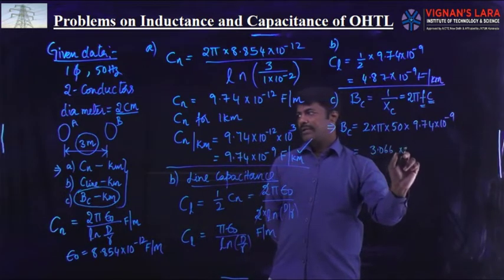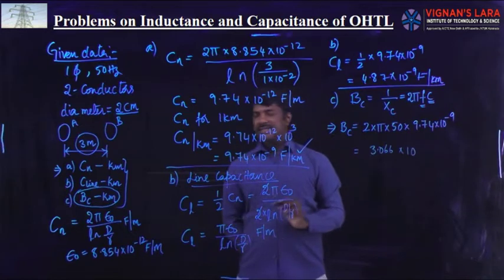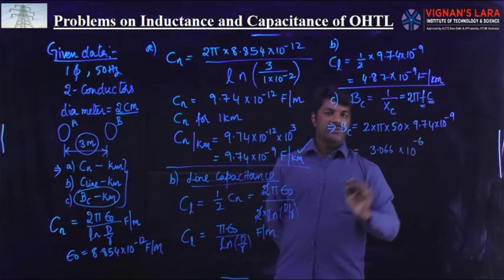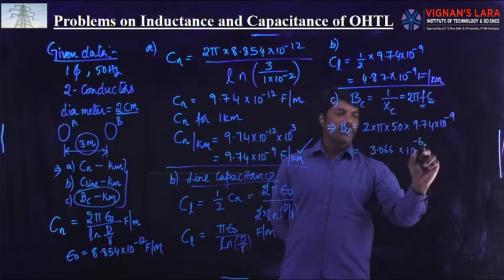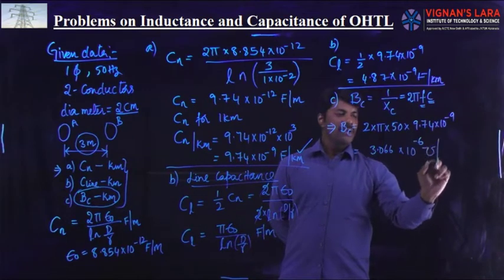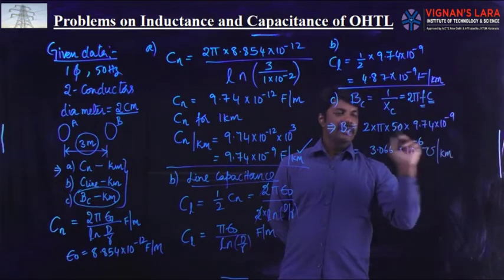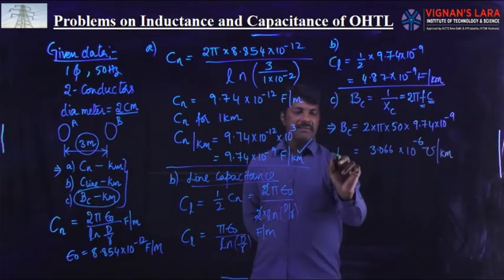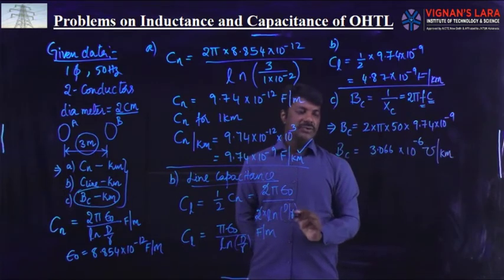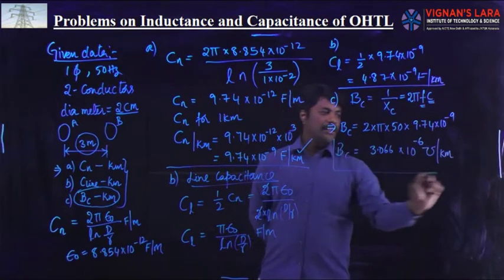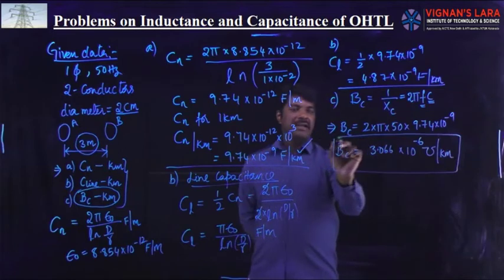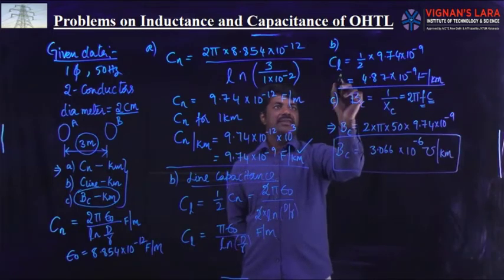3.066 into 10 power minus 6, whose unit for the capacitive susceptance is mhos, for a length of 1 kilometer. So this is the magnitude of the capacitive susceptance. It's a very simple problem, direct substitution of the values into the formulas. We got the three answers.